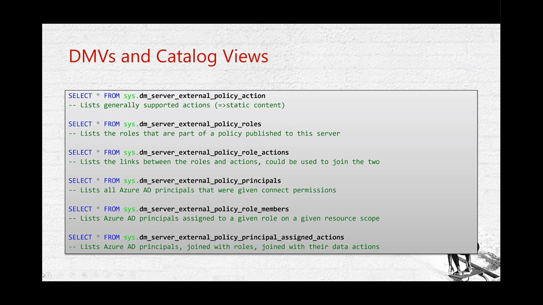Okay, so you also notice that all of these DMVs start with DM_server_external_policy. There is in fact a second set that starts with database, DM_database_external_policy, etc. So the same set of DMVs exists per database. The only difference is if you have policies that only apply to a given database and not the whole logical server, you would only see them in DM_database. So that's why we have a second set of DMVs for these policies.